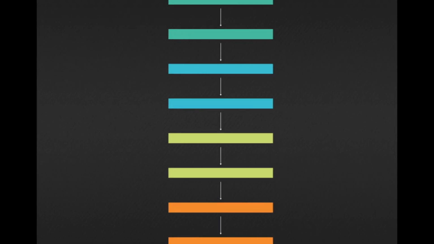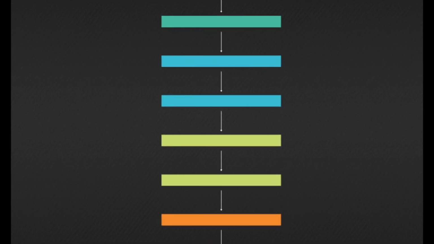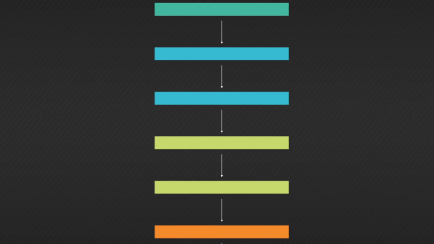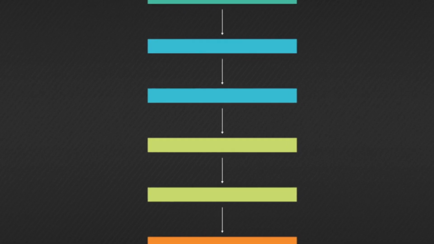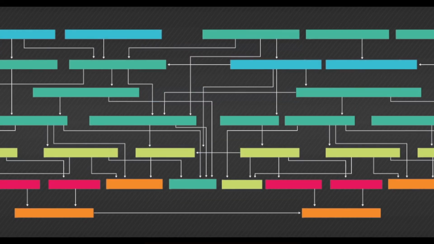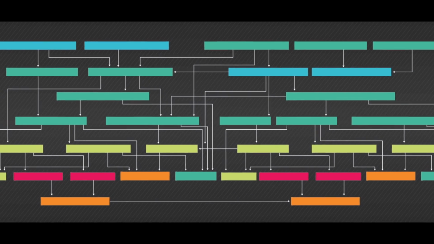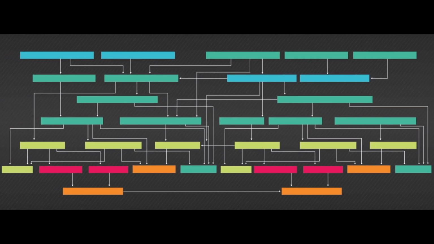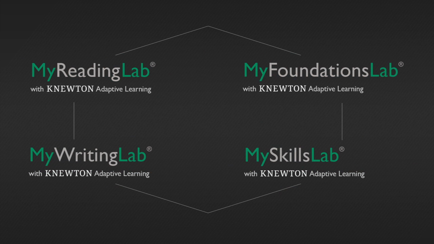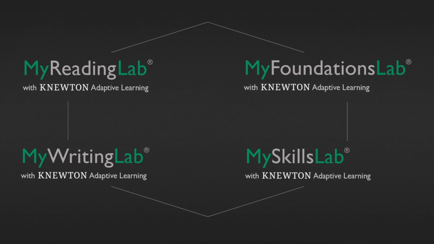In the past, your textbook followed a linear path, forcing all students to study the same materials in the same order, regardless of how prepared they were. This is a knowledge graph. Knewton works with subject matter experts, teachers, and textbook authors to develop these graphs that show the relationships between different learning objectives in a textbook or course. If you use MyLabs with Knewton Adaptive Learning, a knowledge graph already comes with your course.